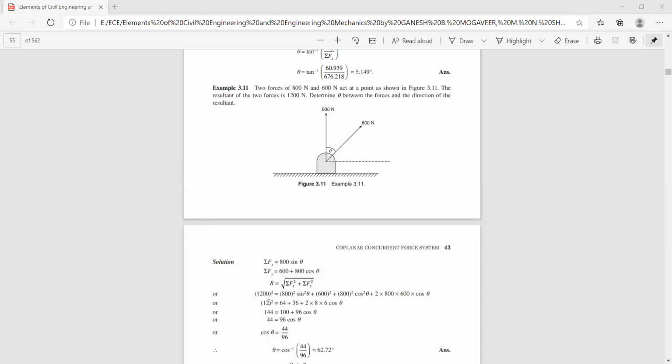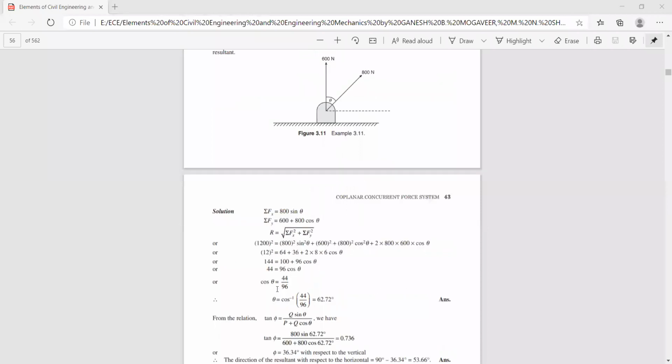Squaring on both sides, that is 1200 square is equal to 800 square sine square theta plus 600 square plus 800 square cos square theta plus 2 into 800 into 600 cos theta. So sine square theta and cos square theta becomes 1. So thereby if you solve this equation, you will get the value of theta as 62.87. So then you can find sigma f of x.